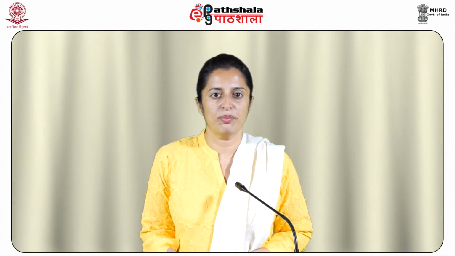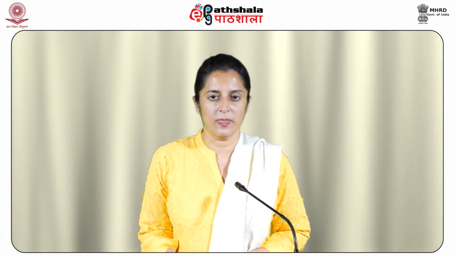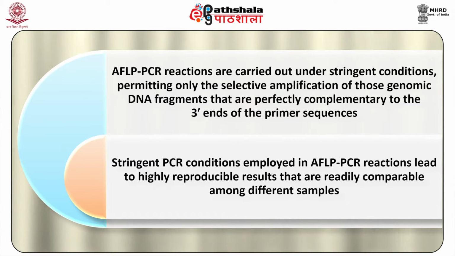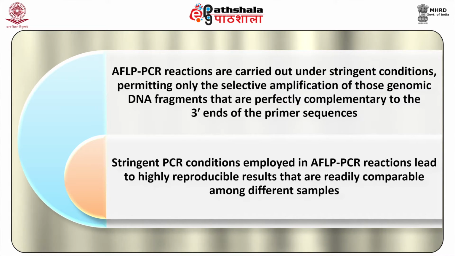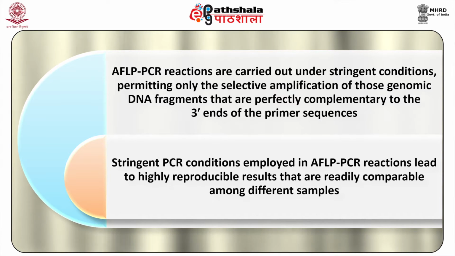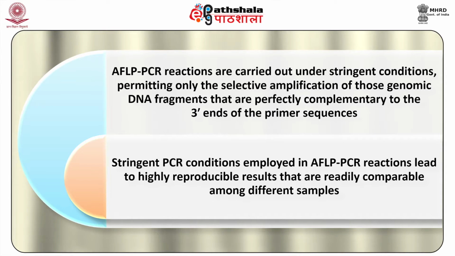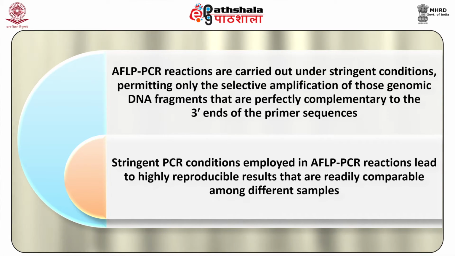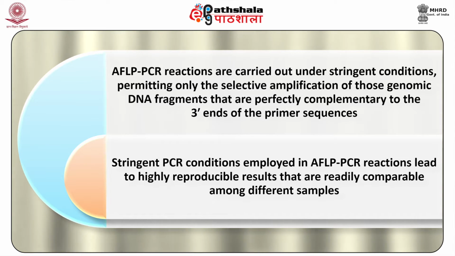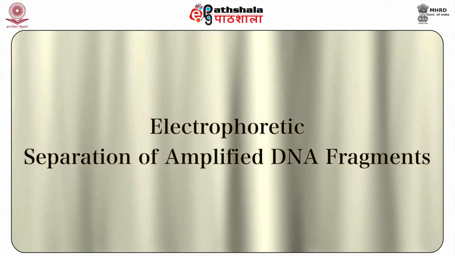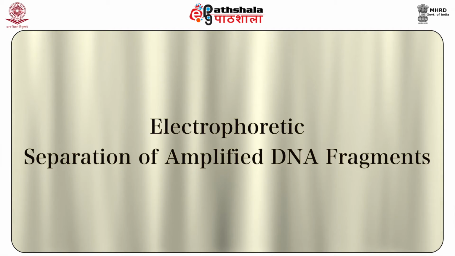Rather, researchers simply set up PCR reactions using a variety of primer sets, each of which consists of one MSC1 associated primer and one EcoR1 associated primer. AFLP PCR reactions are carried out under stringent conditions, permitting only the selective amplification of those genomic DNA fragments that are perfectly complementary to the 3' ends of the primer sequences. The stringent PCR conditions employed in AFLP PCR reactions lead to highly reproducible results that are readily comparable among different samples.